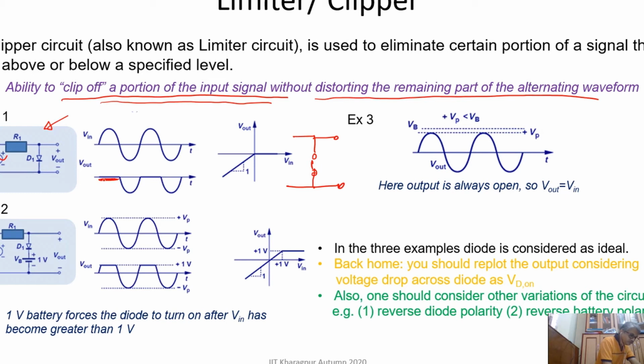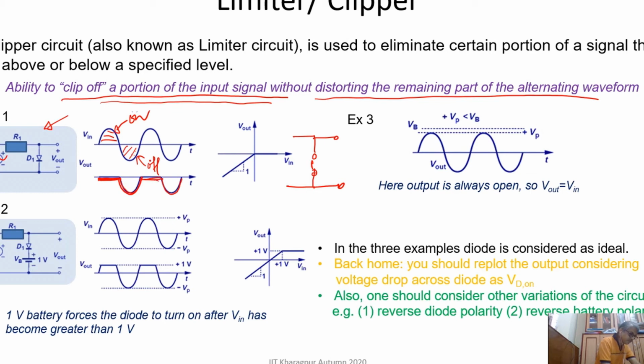Okay, what about the negative half of the cycle? Here the diode is off, and in the other half the diode is on. When the diode is on, the output measured across the diode is shorted, so you will get 0 voltage, whereas here you will get the entire input signal at the output. Again, in the positive half you will get 0 volt, and in the negative half the entire input signal.